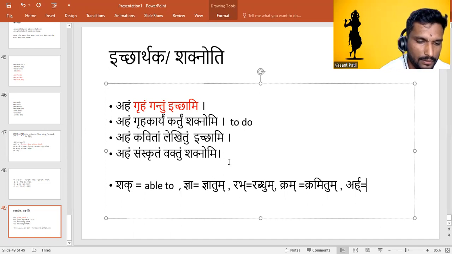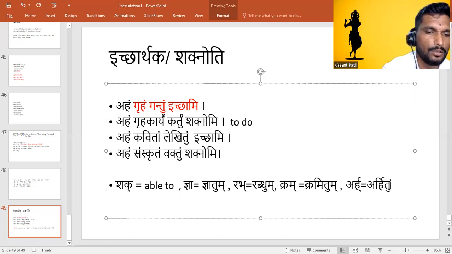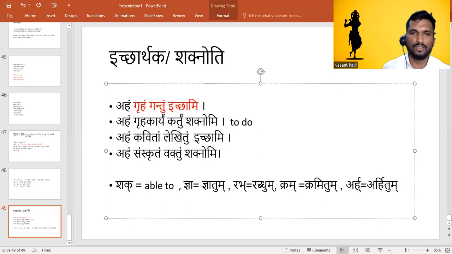Arha and Kridanta. Arhitum. Okay. Arhitum means worthy, worthy of doing something. Arhatum. And krama, if I'm not wrong, kramitum should be the right one. I just guess it.